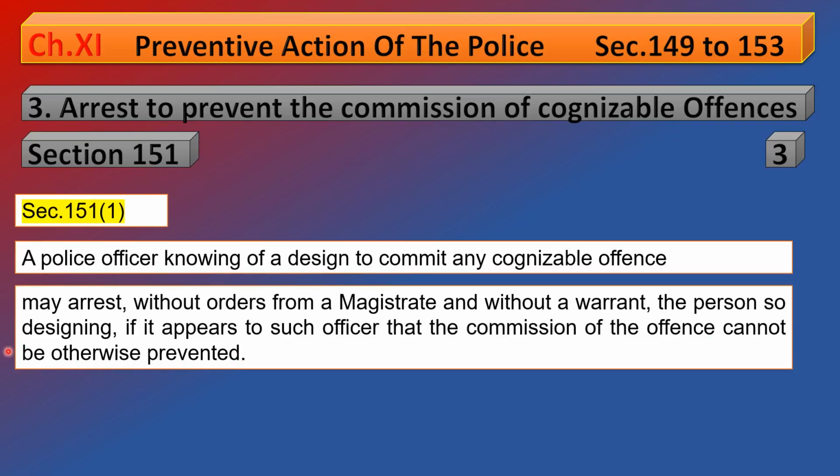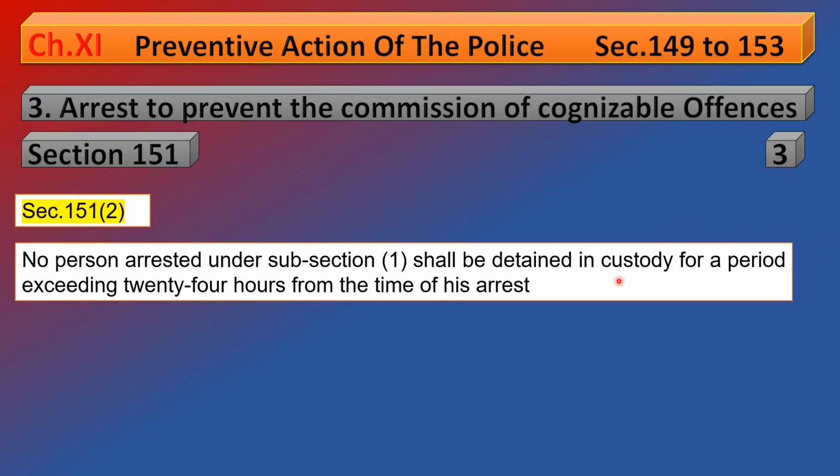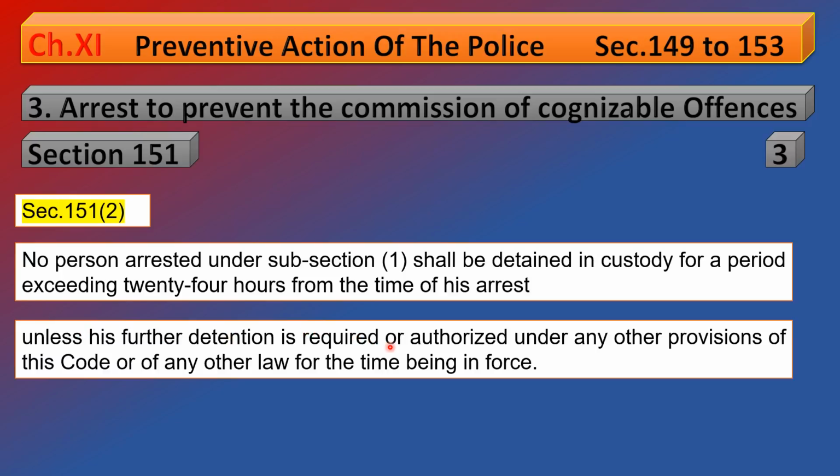And subsection 2 of section 151 says no person arrested under subsection 1 shall be detained in custody for a period exceeding 24 hours from the time of his arrest. So the time limit is given 24 hours, but there is a condition: unless his further detention is required or authorized under any other provision of this code or any other law for the time being in force. So, one important thing that we learn over here is a person who is designing a cognizable offense will be arrested under section 151, but not for more than 24 hours.